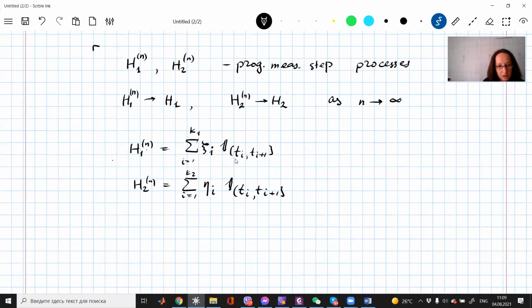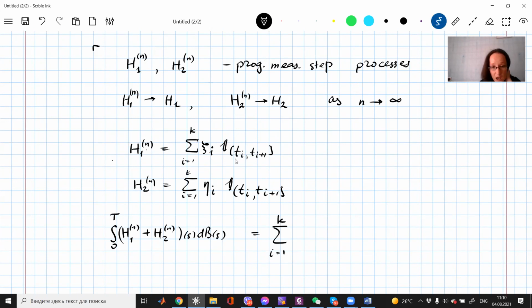And then the integral from 0 to t for this step function, we know that, this is just a sum from i equals 1 to k. Oh, I'm sorry, I should put here 1 to k. So as I choose here the same subintervals, the sum is equal to psi i plus eta i multiplied by increments of Brownian motion.